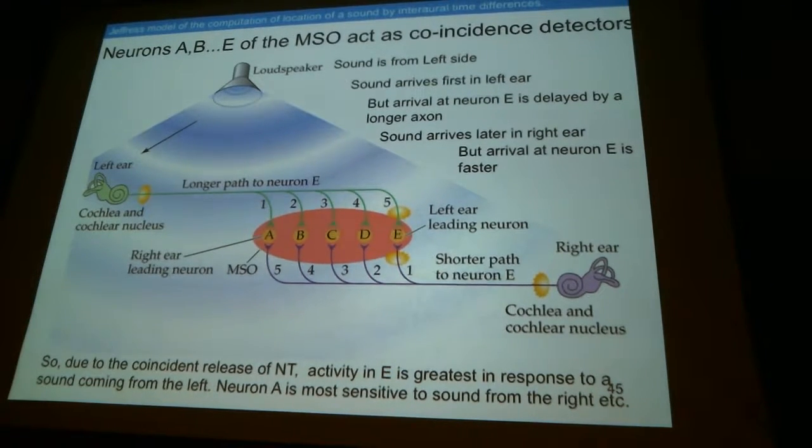Right. So what you would do is you would add up the time. The question was, why is E the leading neuron when the delay is longer? So what you want to do is add up the time from the loudspeaker to the ear, which is short here, and the delay from the ear to that neuron, which is long. Oh, okay. In the right ear, you have a long delay to the ear and a short path to E. So you want the summation of those two to be equal.